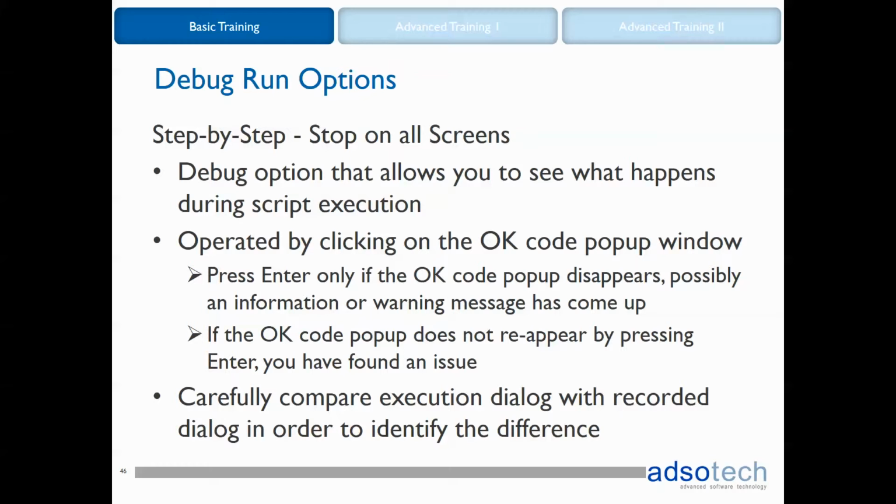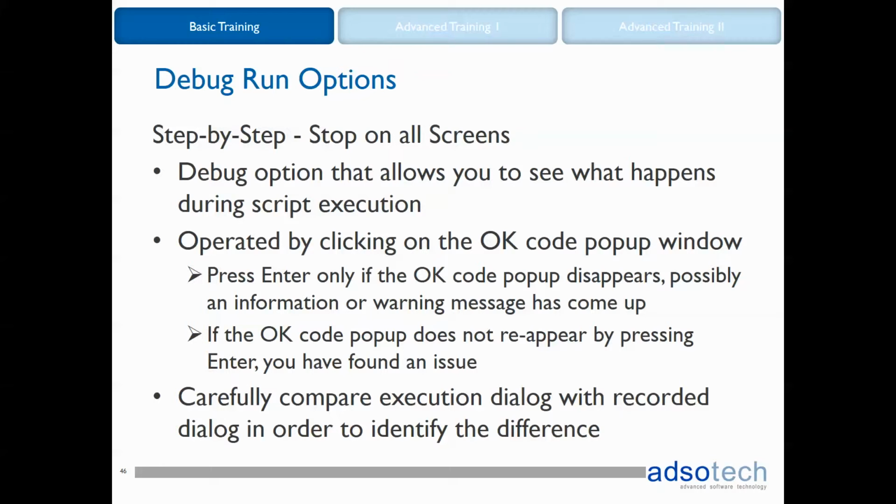The point of all this is to find the problem, to find the issue, and probably a first indication of an issue right there is the fact that your OK code pop-up window disappears. Okay, it might disappear because of an information or warning message that has come up on your screen. So the first time it disappears, simply try pressing enter on your keyboard. If that helps and the OK code pop-up window appears again, then you're fine to move on. Just keep running the script until the end and see if the OK code pop-up window disappears again.